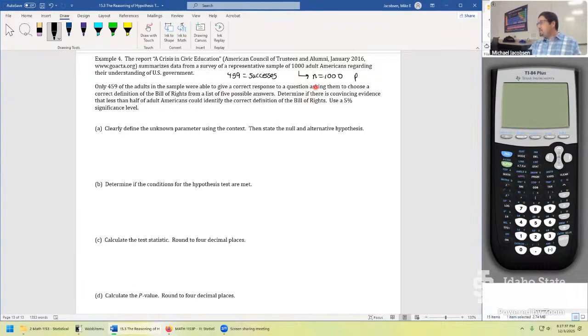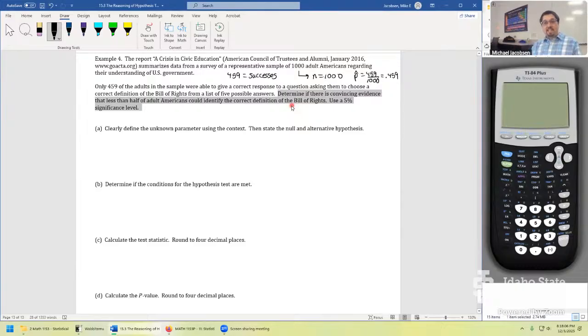That means we can calculate p hat as 459 over 1,000, and that's just 0.459, less than 50%. So this is essentially what they did in the problem. It told us it's categorical, and it told us what the successes are. Now, this one's not a question. There's no question mark here, but it kind of implies a question. It's more of a command.